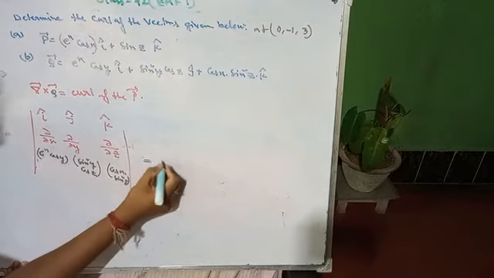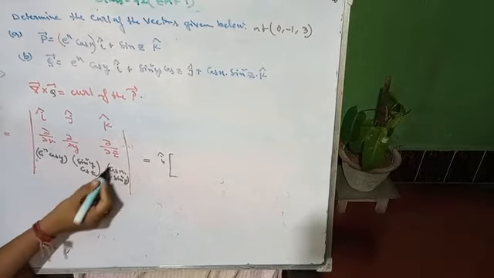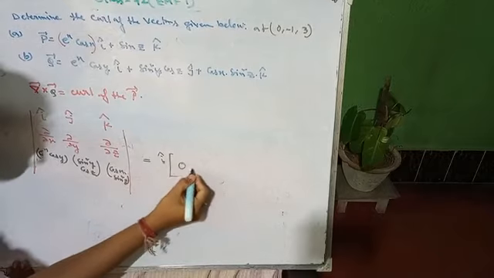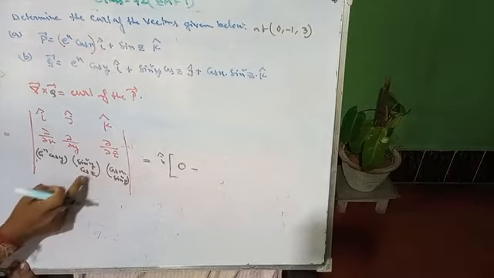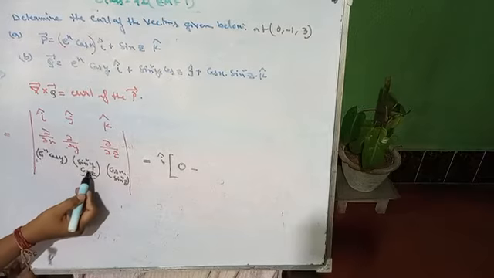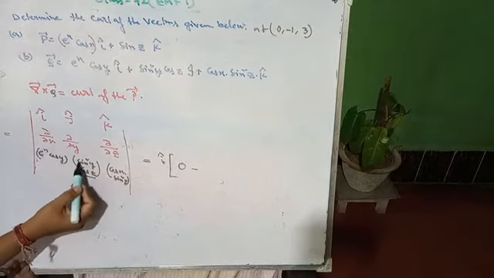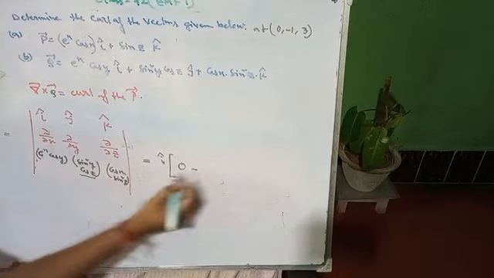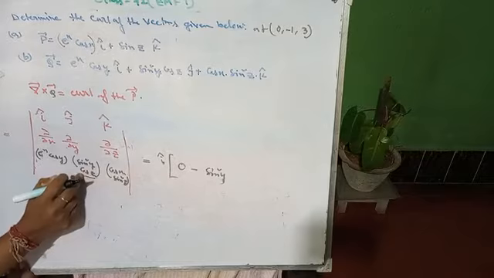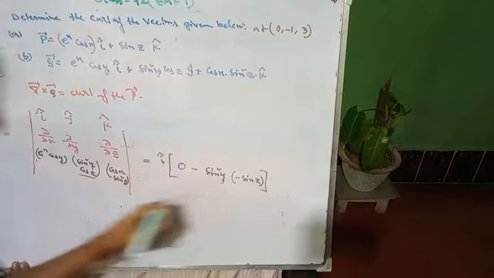For the second case, taking i vector outside as a common, del y of this one: there is no y part present, so directly I write 0, and minus del z of this one. Here is a z part. Del z of this one means, taking cos z outside, sin square y will be 0, and taking sin square y outside, d/dz of cos z will be minus sin z. So this is your i vector.